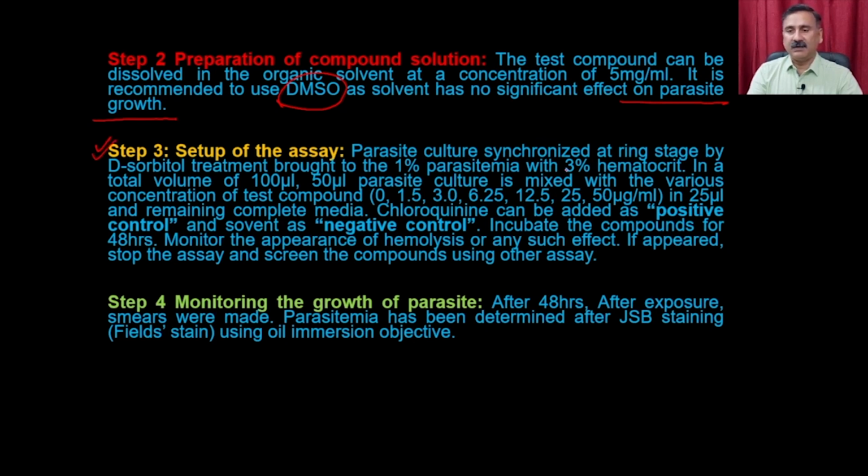Then in step 3, you are going to set up the assay. You take the ring synchronized parasites and incubate them with the inhibitor, and as a negative control, you add only the solvents. As a positive control also, you take some known inhibitors. Then in step 4, you monitor the growth of the parasite. After 48 hours, you take the smear, stain it, and then determine the parasitemia.